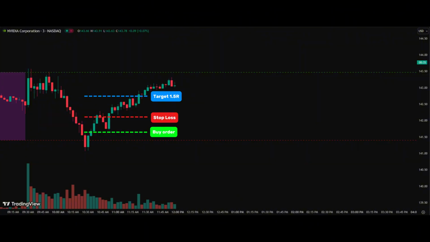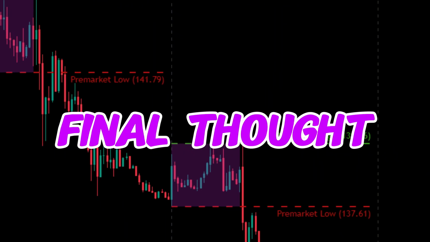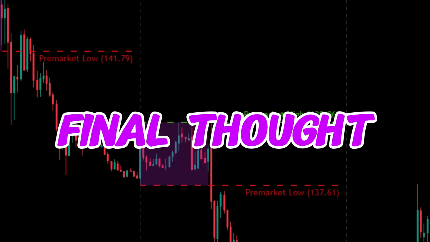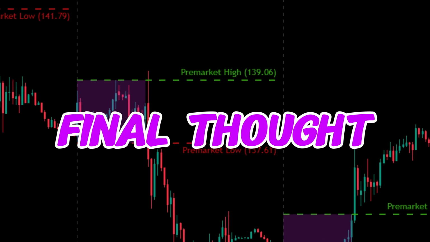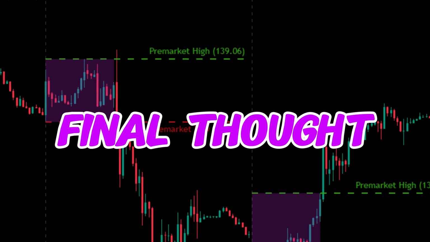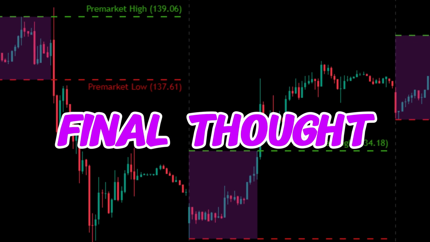In conclusion, the cleaner and tighter the range, the more reliable the reaction at the edges. But remember, tight risk, fast exits. Final thought: these three setups, breakout, rejection, and range play, form the foundation of how traders use pre-market levels. The beauty of this approach is that it gives you structure from the very start of the session and helps you stay objective instead of reactive.